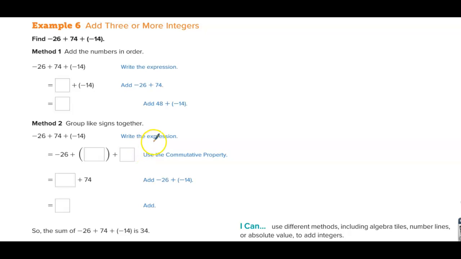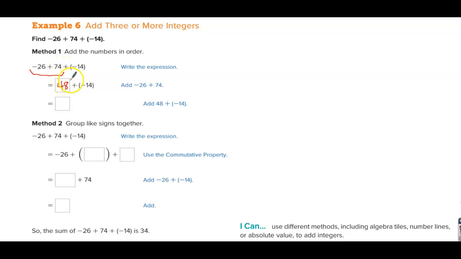The next section, we're going to be adding 3 or more integers, okay? And this is where it gets a little bit tricky here. They're giving you two methods. It varies which one you want to use, but I'll show you both. Method 1, add the numbers in order. So the first thing you would do is add this -26 and this +74 together. They have different signs, so you would subtract, and you would arrive at 48. Okay? 48 is positive, though, because 74 was positive and it was bigger.